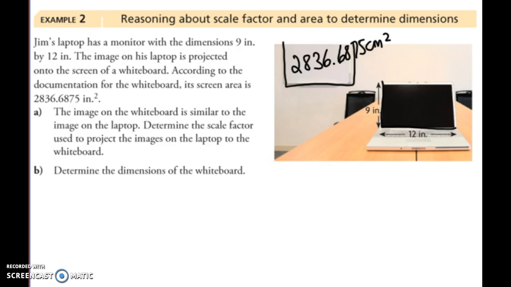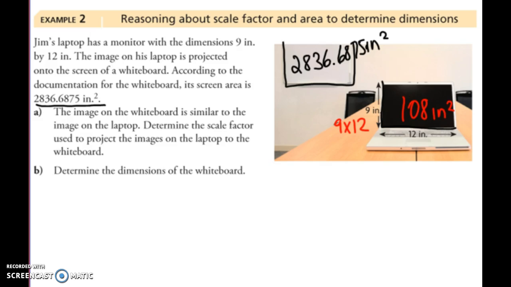The first part of this question says the image on the whiteboard is similar to the image on the laptop. Let's just keep in mind that the area of the laptop screen would be 9 times 12, which would be 108 inches squared. Sorry, did I say this was centimeters? My measurement should be inches squared, because in the question it says inches squared, not centimeters.